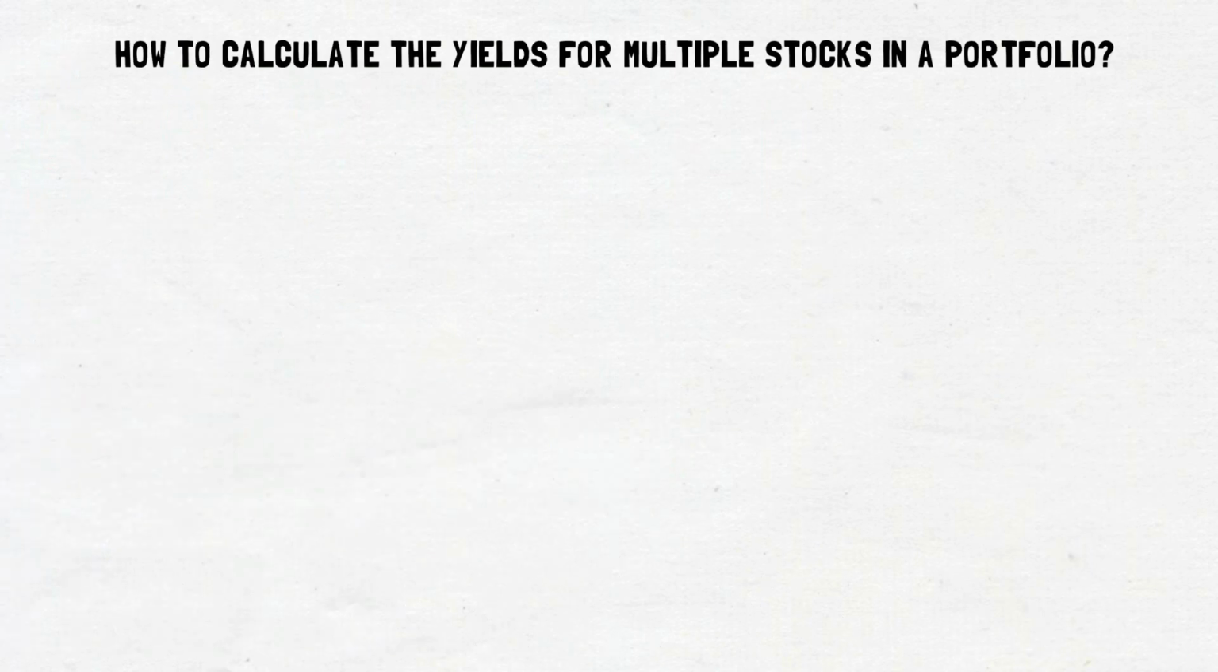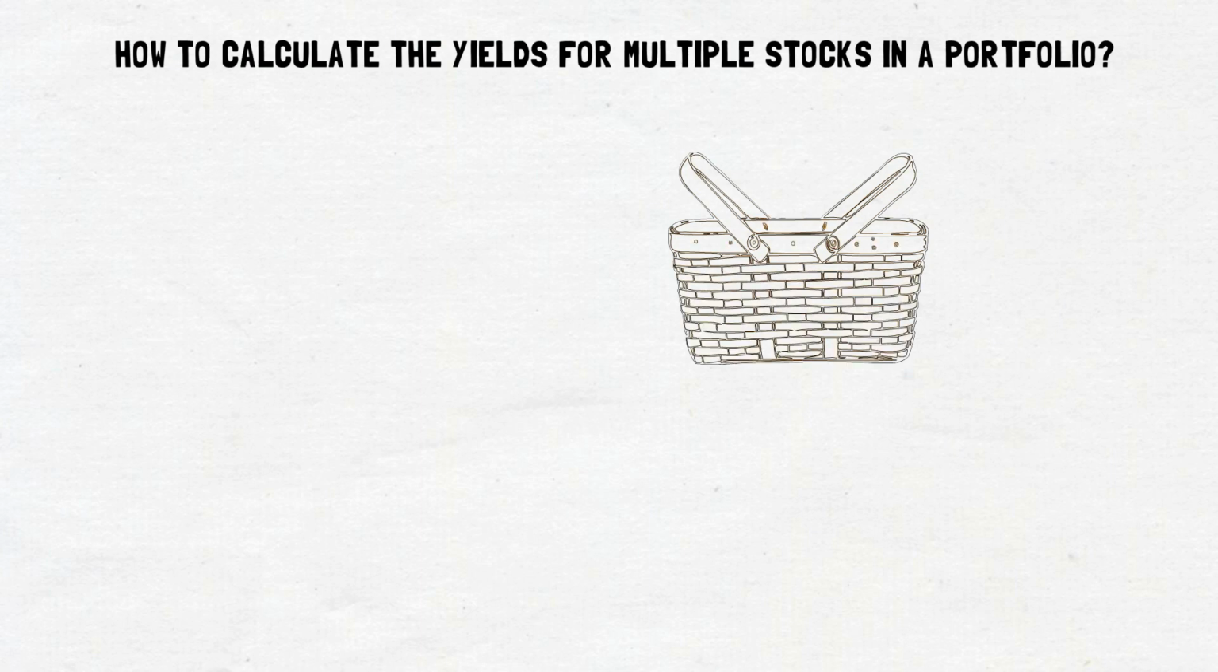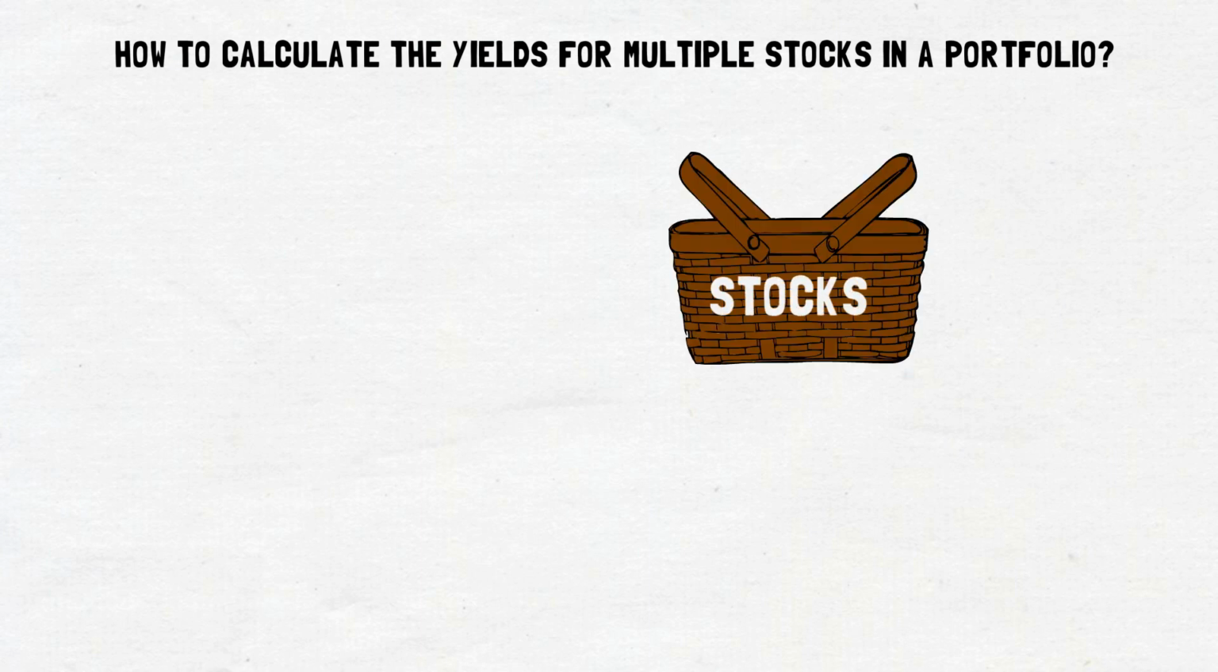But how to calculate the yields for multiple stocks in a portfolio? So that all makes sense for one stock, but what about when we're buying a basket of stocks, an ETF or a Trading 212 pie, or just calculating for an overall portfolio? It gets a bit more complicated when more than one stock is involved.